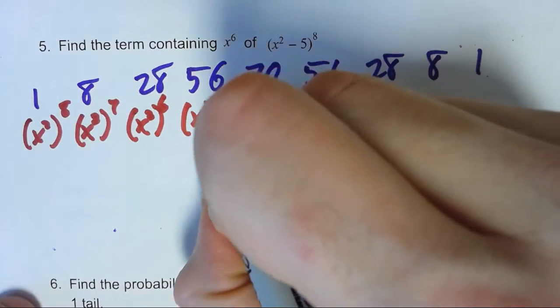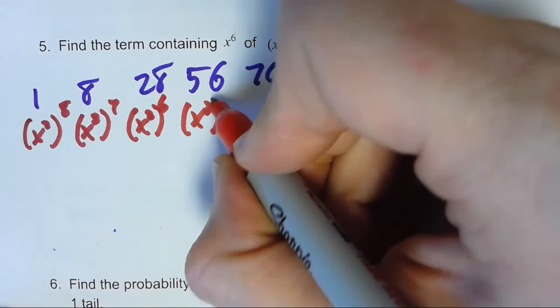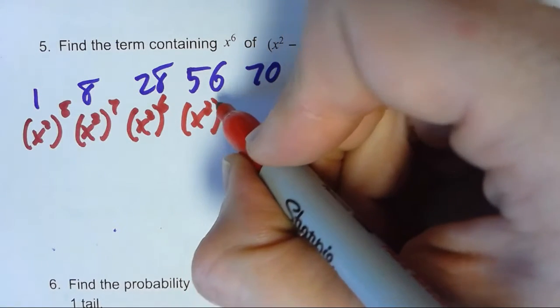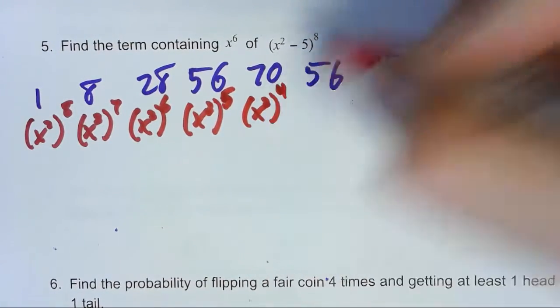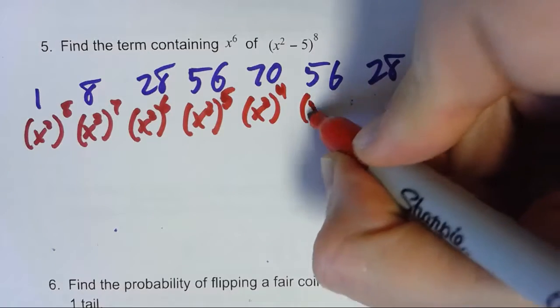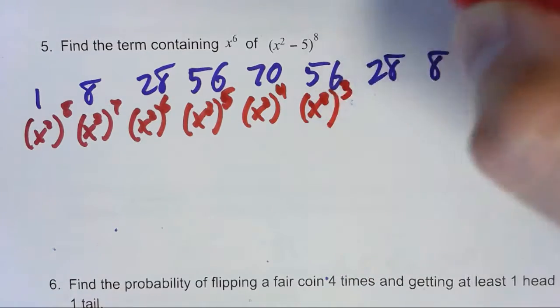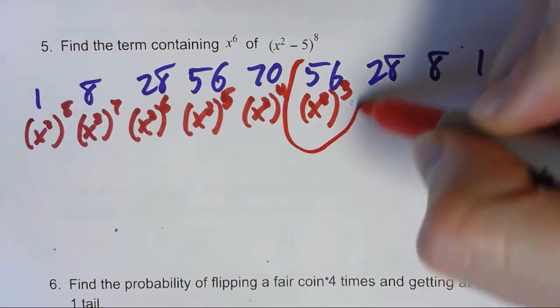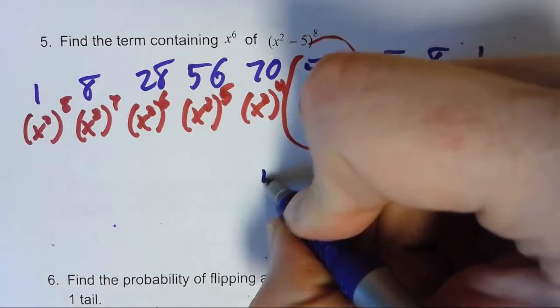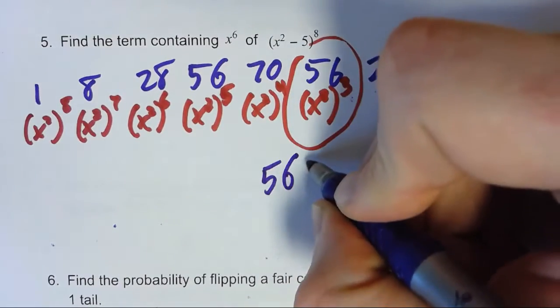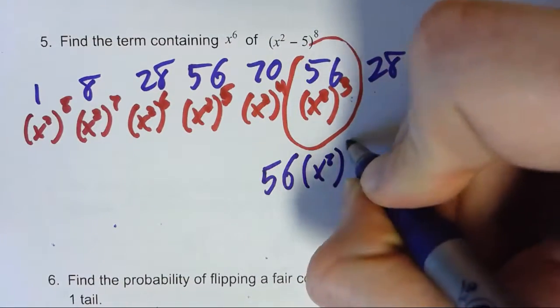Now, because I have x squared inside, that already accounts for a factor of 2. So that means I'm going to be taking x squared and raising it to the 3rd. And so this is the term I'm looking for. But a lot of people stop short on this problem. They stop short and just say 56, or they say 56 x squared cubed.